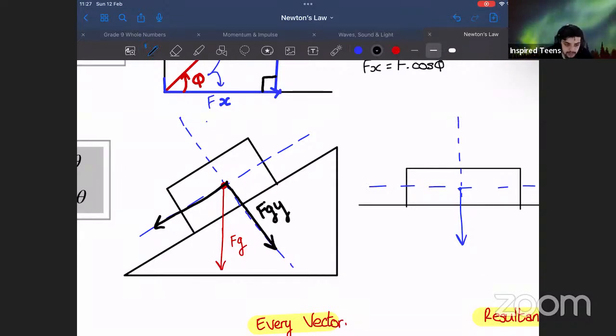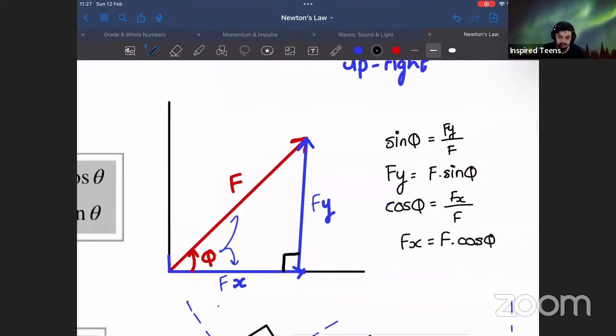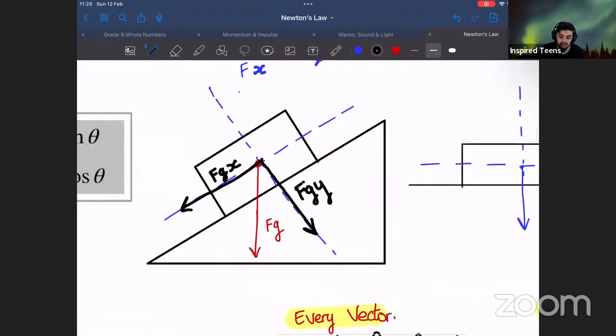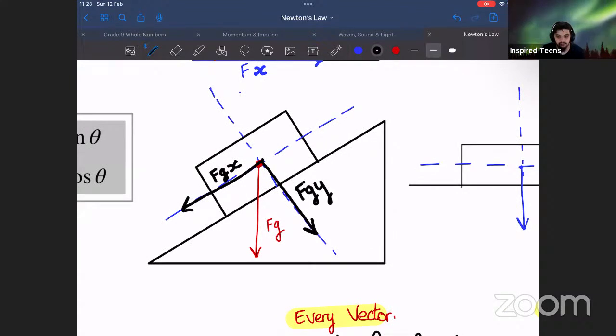Why? Because it is on the vertical axis. And we call this one Fgx because it's on the parallel. Okay, it's on the horizontal. Okay, sorry, I don't know why my pen is making random marks. Okay, so I hope that makes sense. All right, separating it into its components just on a normal set of axes, and also separating it into its components on a slope.